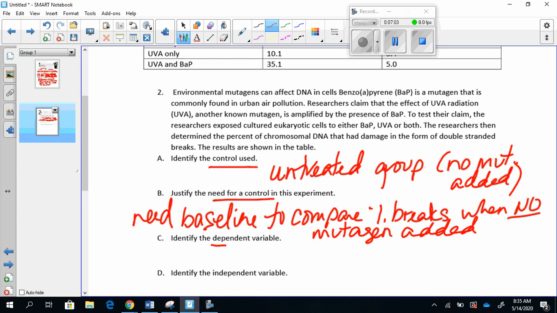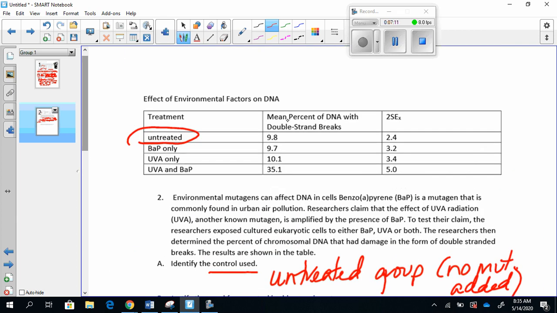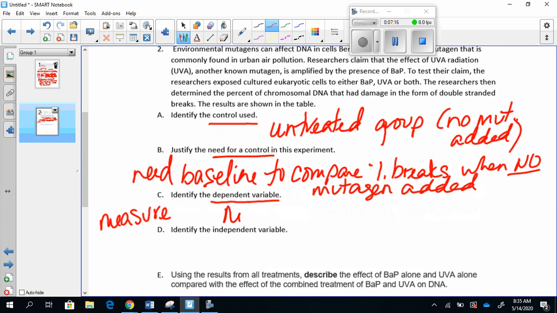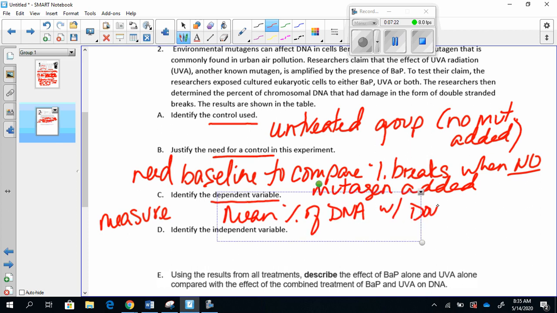All right, identify the dependent variable. So the dependent variable is what you measure in an experiment. So they were measuring mean percent of DNA with double-stranded breaks. The mean percent of DNA with double-stranded breaks. I always write it all out, exactly how they gave it in the table.